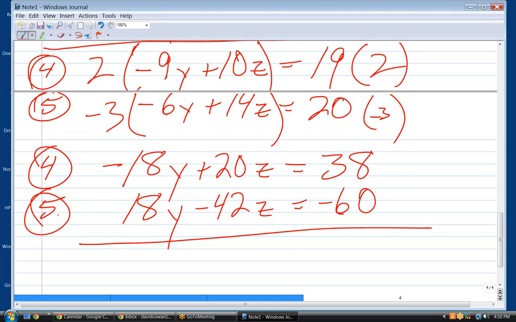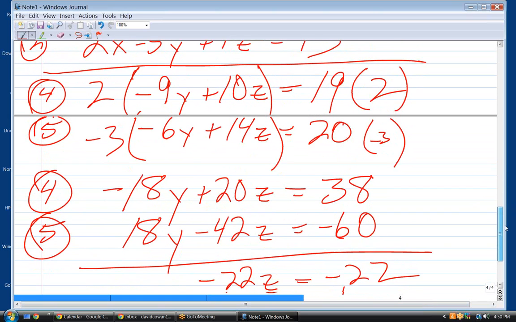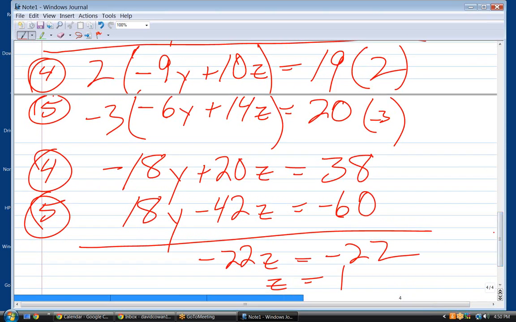Now I can add 4 and 5 together. The y disappears. I get minus 22z equals minus 22. Therefore, z is equal to 1. Okay. Once you've solved for one variable, now it's a piece of cake, because now I can go back into any equation I want and solve for the other variable. And by any equation, I mean any equation that has just y and z in it.